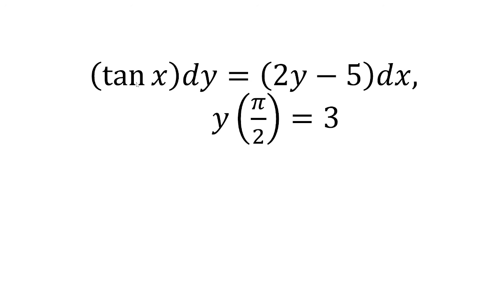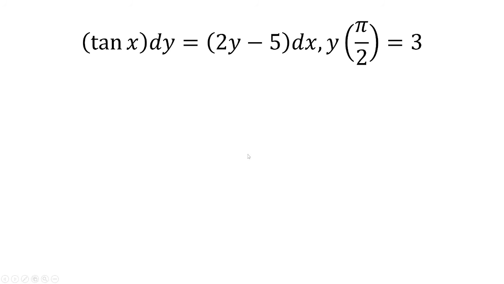Given the differential equation, tangent x dy equals 2y minus 5 dx. The initial condition is y of pi over 2 is equal to 3. Let's solve this differential equation. So first note that this is a separable differential equation.